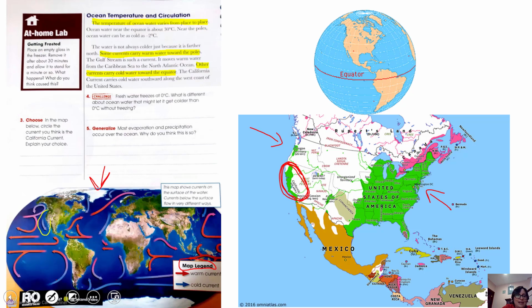This one here, right? So I want you to circle that, but circle it with a marker or pencil that I can see when you send me the pictures, okay?